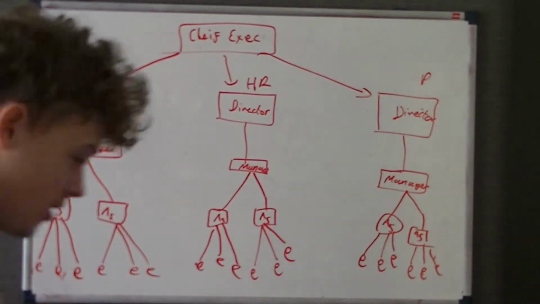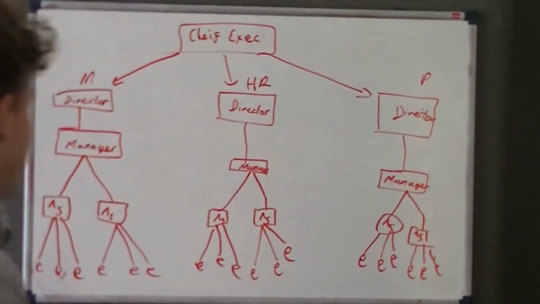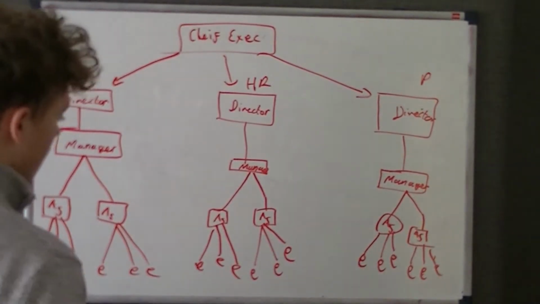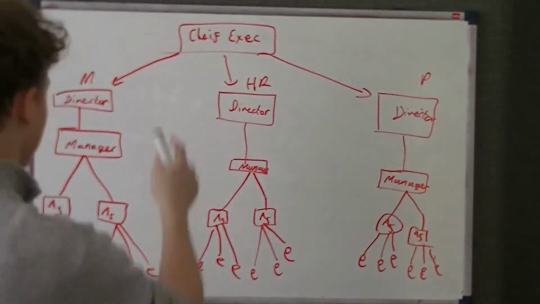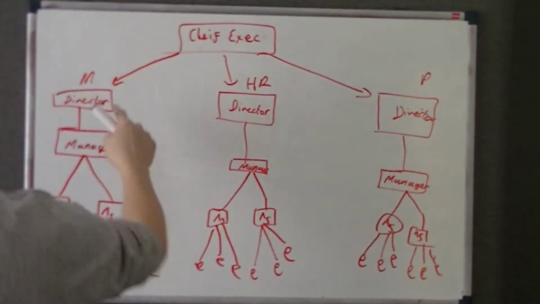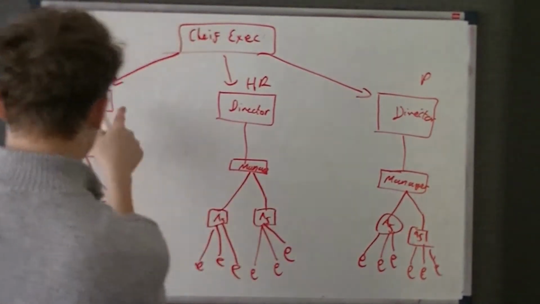Now, the first thing we need to go over is, well, what does this tell us about this business? How many people are involved in this business? You've got your chief exec, that's 1. You've got your director, that's 2.